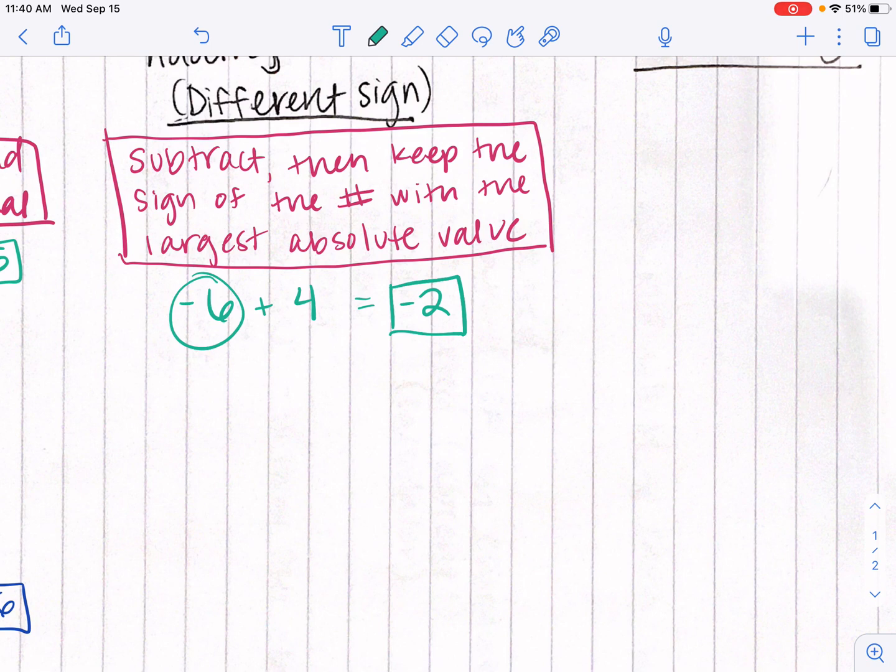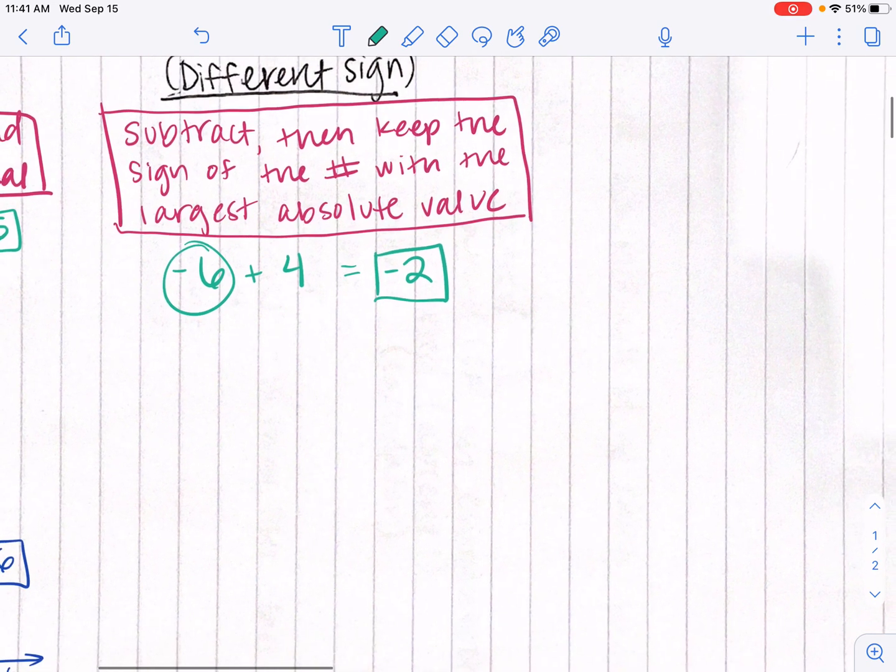So in my scenario, if you were negative $6 in the bank, you put $4 in, now you have negative $2. You still owe them some money, but you don't owe them as much as you did before. You only owe them $2.